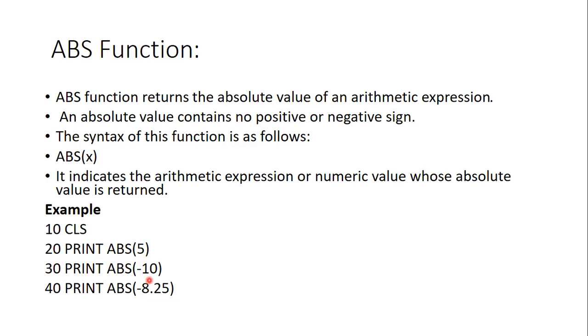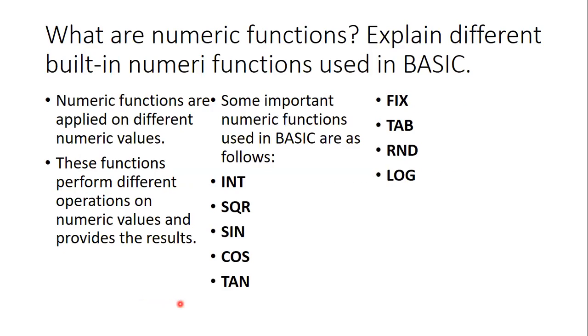In line number 30, there is a negative sign, but in the result, after the use of the ABS function, it would be returned as simple 10. Okay, the negative sign would not be printed in the output. Line number 40 is again a print statement with an ABS function, printing minus 8.25. In the result of execution of this statement, the minus sign would be discarded and 8.25 would be printed on the screen. So this is the ABS function.